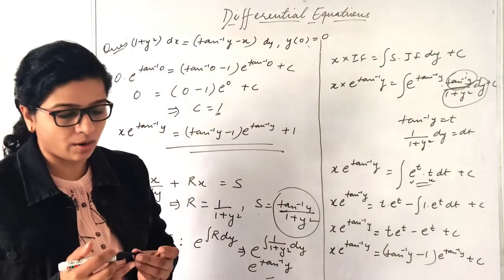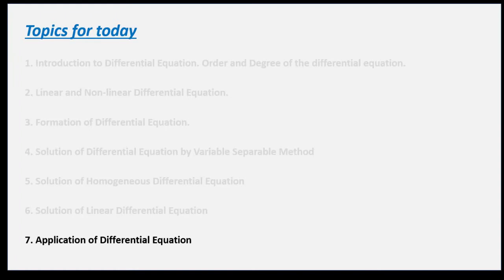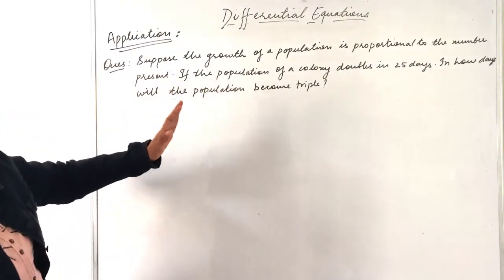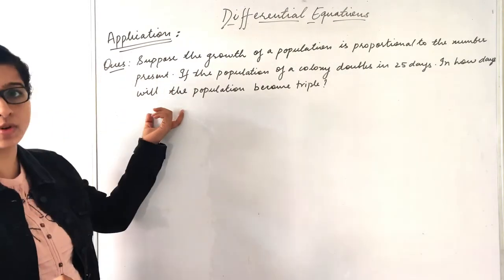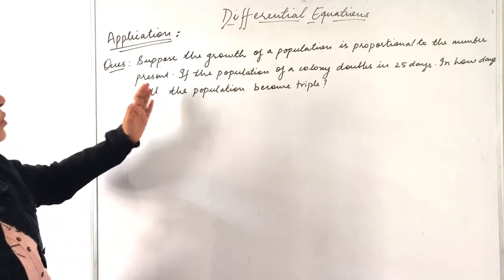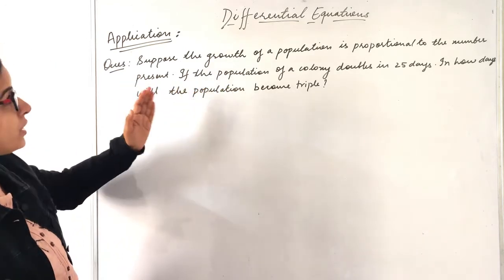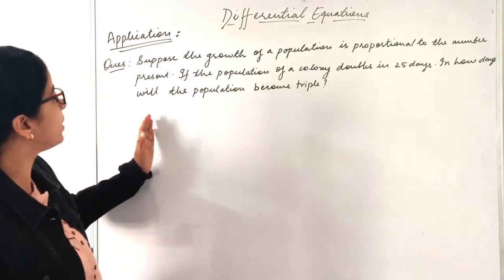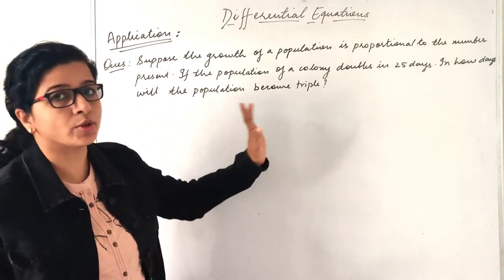Okay. Now let us check the application of differential equations in various problems of science and engineering. So now let us check the application part of the differential equation, and this question is from growth and decay. It is given, suppose the growth of a population is proportional to the number present. If the population of a colony doubles in 25 days, in how many days will the population become triple, right?